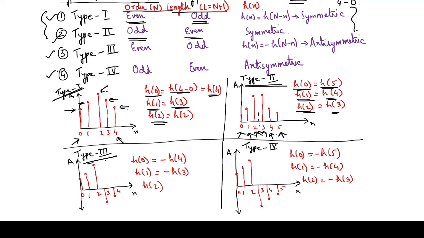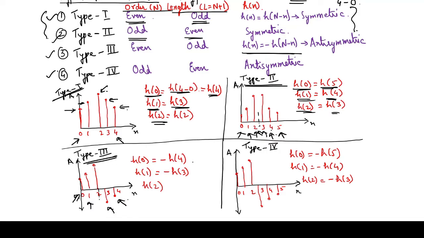Coming to the type 3 filter, they are anti-symmetric. That means across the middle point, the coefficient values would be just the opposite. Herein, the equation is given by h of n equals minus h of capital N minus n. So h of 0 is a positive value, h of 4 is a negative value. Again, h of 1 is a positive value and this is a negative value. And this is the middle point, so there will be no change.